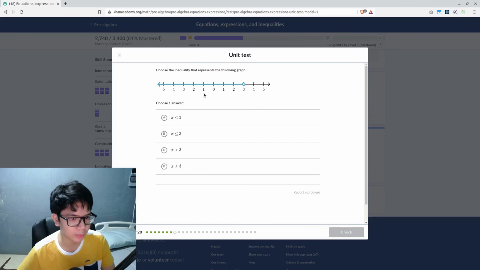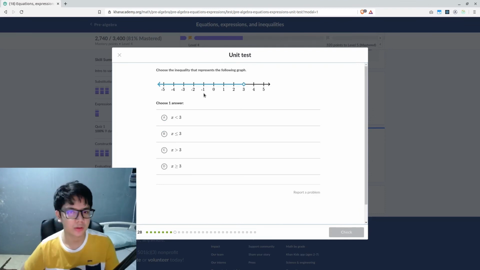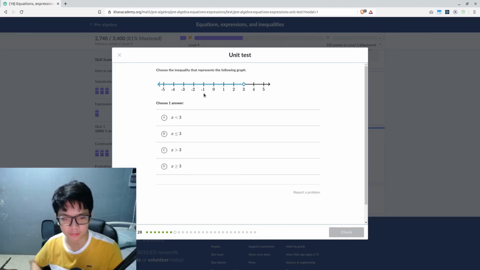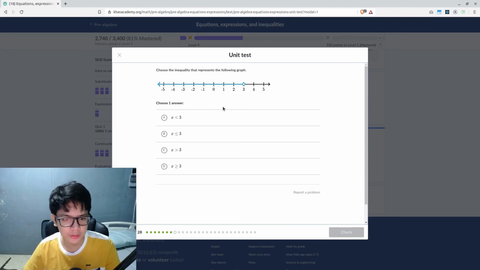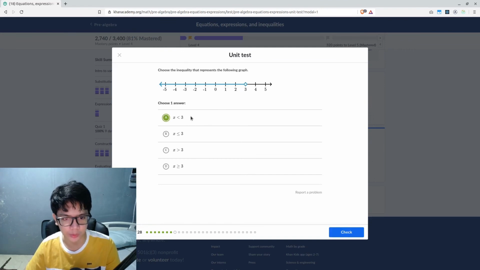Choose the inequality that represents the following graph. Okay, so this is x is less than 3.